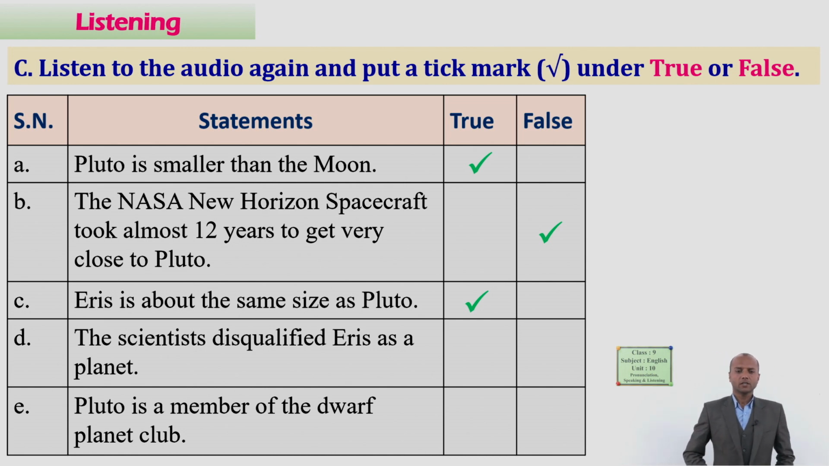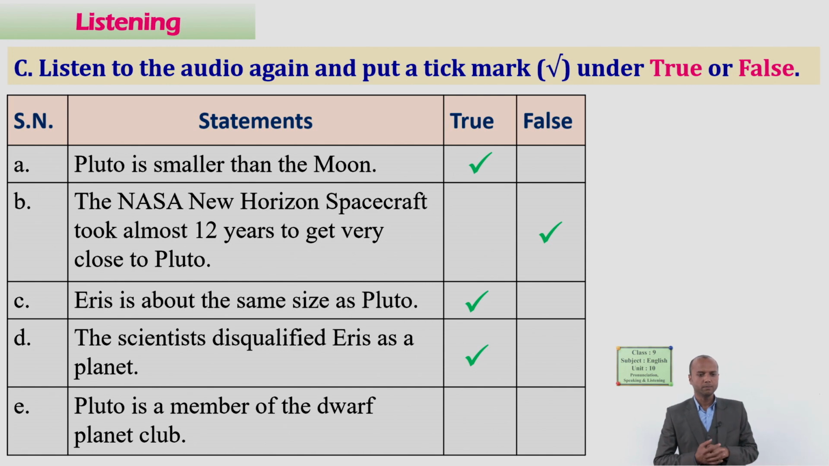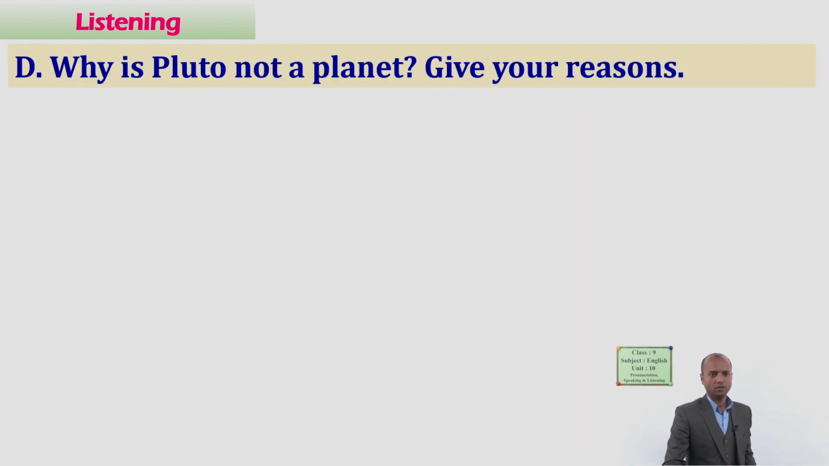D. The scientists disqualified Eris as a planet. Is it true or false? Yes. Not only did they change the status of Pluto, they also disqualified Eris as a planet. It is again true. And the last one is, Pluto is a member of the Dwarf Planet Club. What do you think? Is it true or false? Yes. Again, this is a true answer. Well done, dear students. Let's move to the last activity, that is number D.